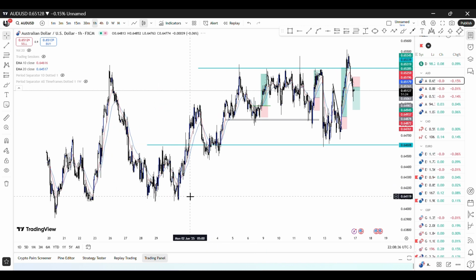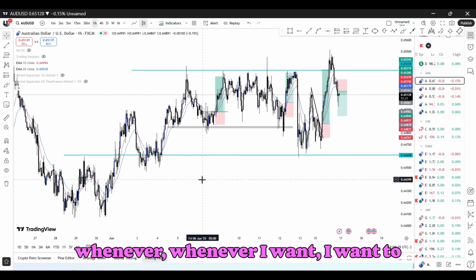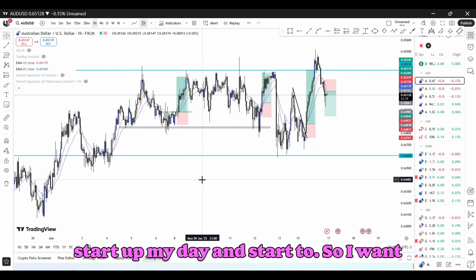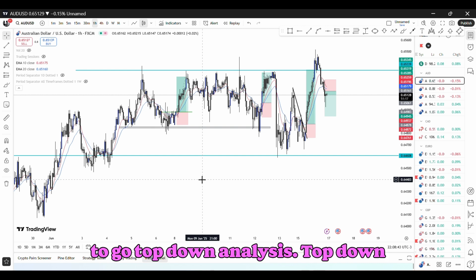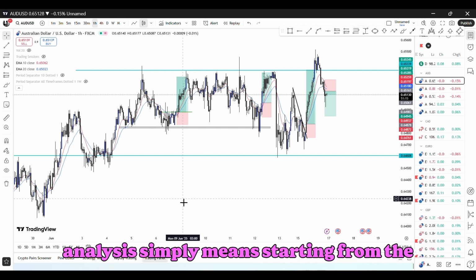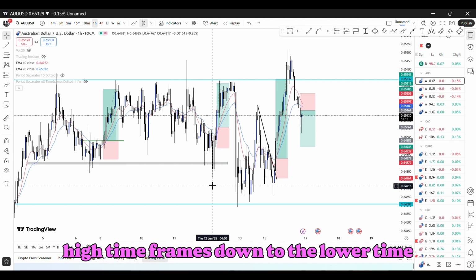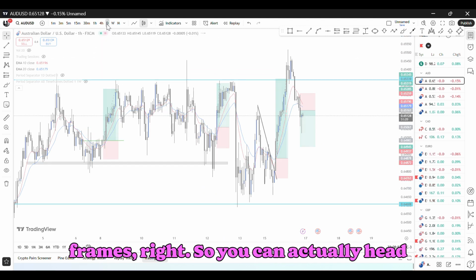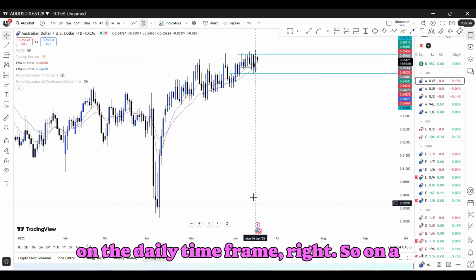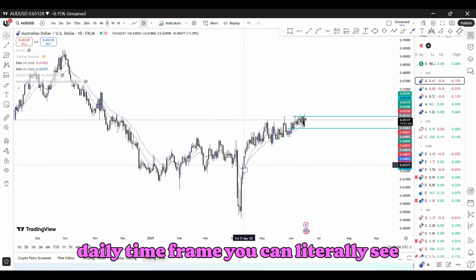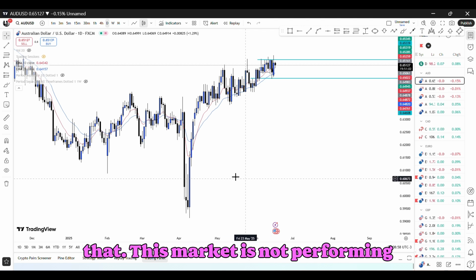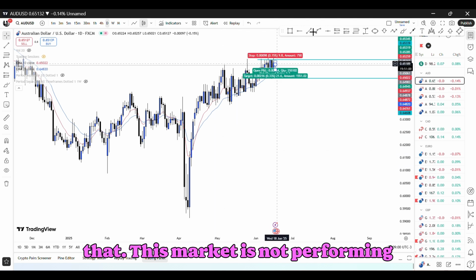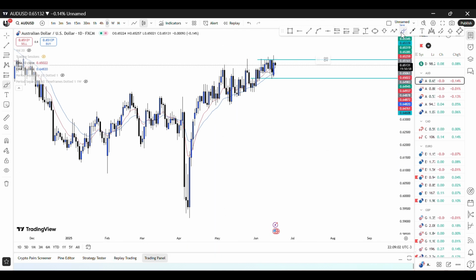Guys, you already know whenever I want to start out my day, I start with what we call top down analysis. Top down analysis simply means starting from the high time frames down to the lower time frames. So you can head on the daily time frame, and you can literally see that this market is not performing much. The market is not buying.